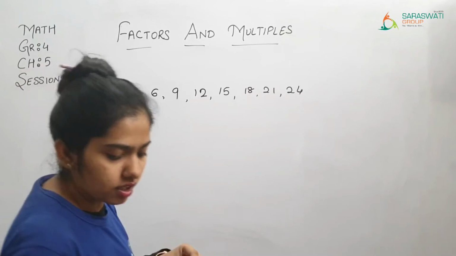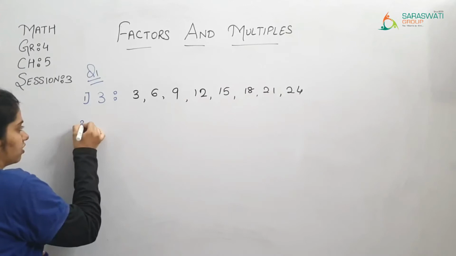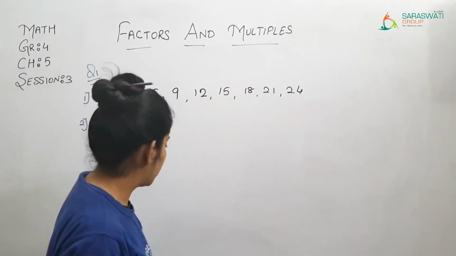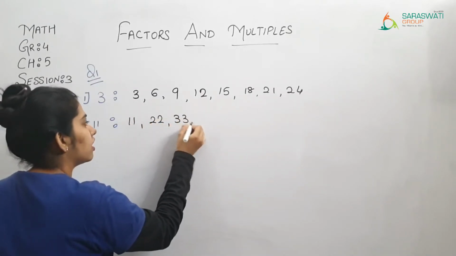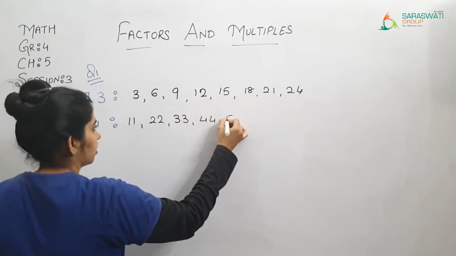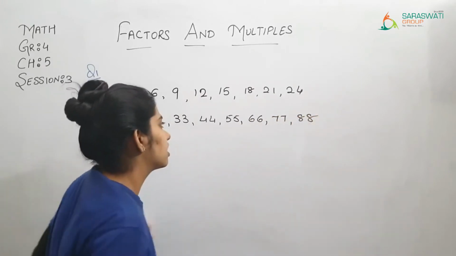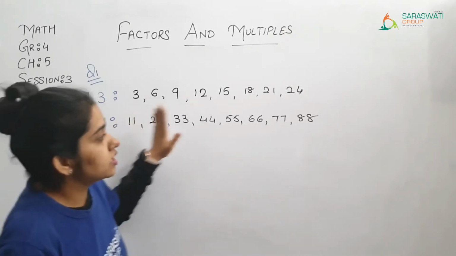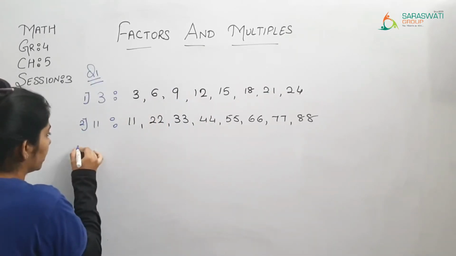Now next one, that is 11. So 11 ના multiples હવે લખવાના છે. So 11 ones are 11, 22, 33, 44, 55, 66, 77 and 88. So these are the multiples of 11, right? So in this way you are supposed to find out the multiples. Now let us see the third one.